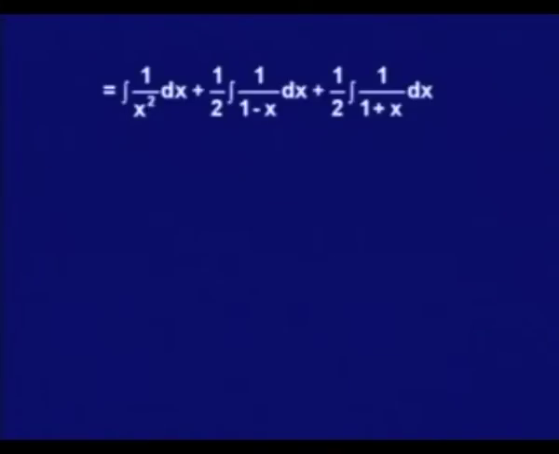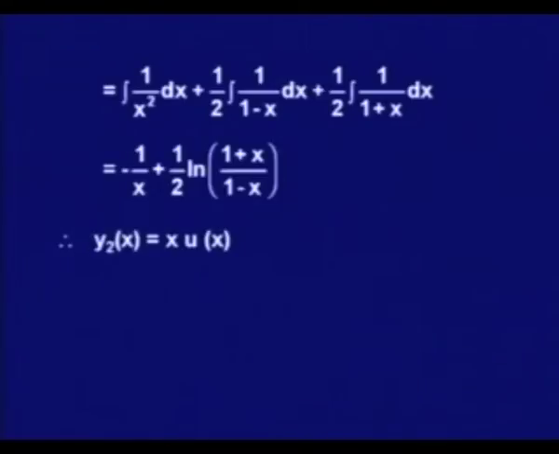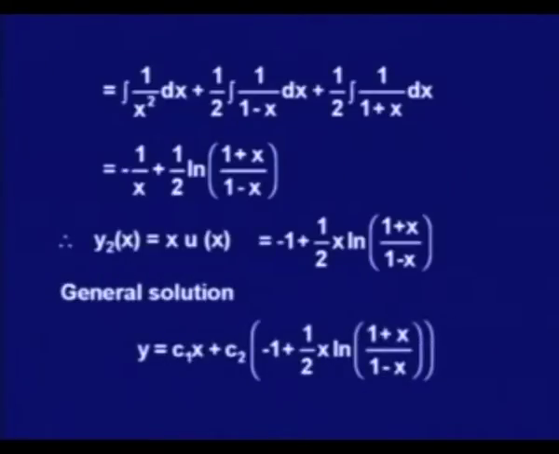Again one more partial fraction: the first integral is 1 upon x square dx, the second integral is half of 1 upon 1 minus x dx, and the third integral is half of 1 upon 1 plus x dx. Now, integrating these, we get minus 1 by x plus half log of 1 plus x upon 1 minus x. So, what will be the second solution? x times u, that would be minus 1 plus half x times log of 1 plus x upon 1 minus x. Thus, we have got the general solution as C1 times x plus C2 times minus 1 plus half x into log of 1 plus x upon 1 minus x.